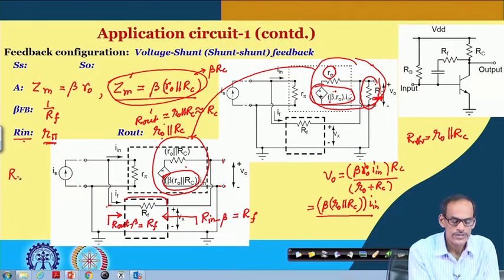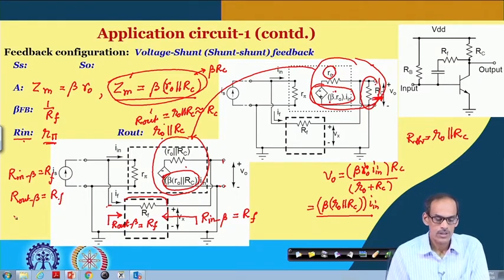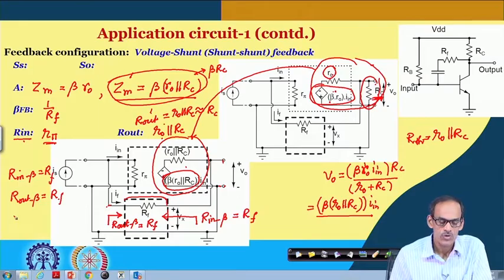So, along with the input resistance and output resistance of the forward amplifier, we also have the input resistance of the feedback network, which is equal to R f. In fact, R out beta is also R f. So, with this set of information, we are now in a position to make use of the equation, particularly for the feedback system trans impedance ZMF.